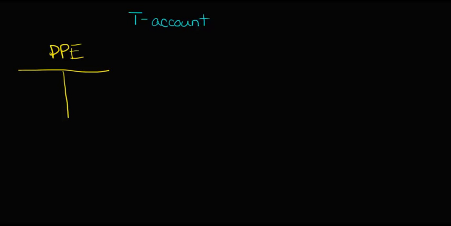T. And basically, because property, plant, and equipment is an asset, debits will be entered over here on the left side, and then credits, reductions in PP&E, would be entered on the credit or right side. Okay, so I think this is illustrated a little bit better with an actual example. So let's take some journal entries and convert them into a T account.